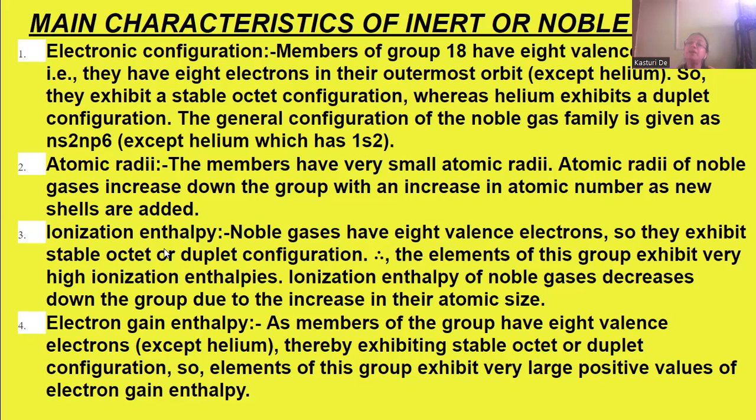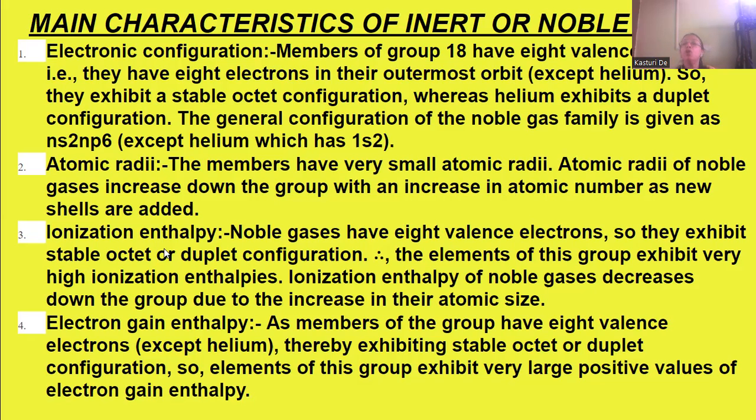See, the members of this group have a stable octet or duplet configuration. So very large positive values of electron gain enthalpy are required. Why? Because you have to add an electron to the valence shell. It will not accept easily, no? So a large amount of heat is required to make it accept that excess electron. So here also the electron gain enthalpy is much more.